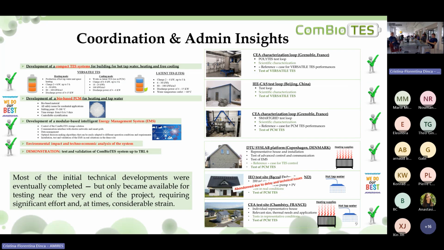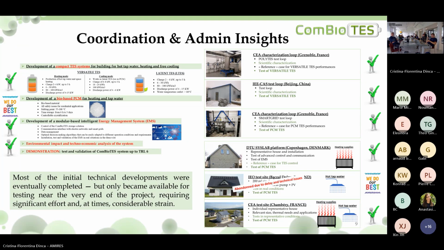And just to finish, I would like to revisit my initial slides about the objectives of the project. About the development of two thermal storages, one latent PCM storage called Music, and one called the Versatile, doing heating and cooling. We have to make deeper analysis, but we can consider that it's okay. They have been developed, they have been manufactured. The global performances are not so far from the expected performances.